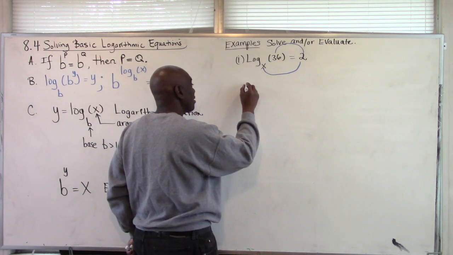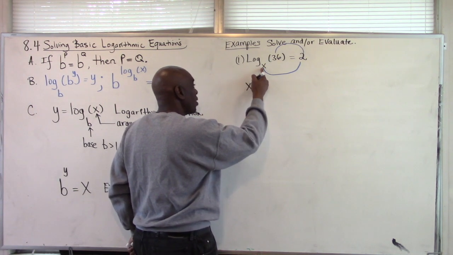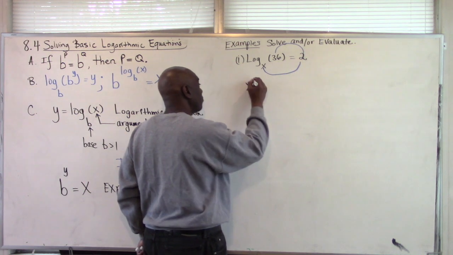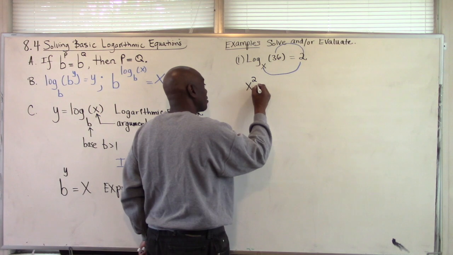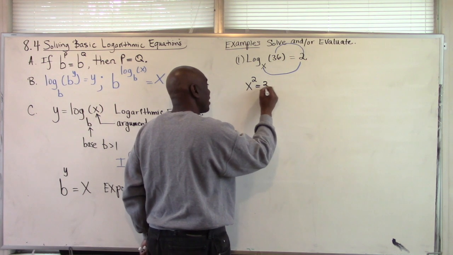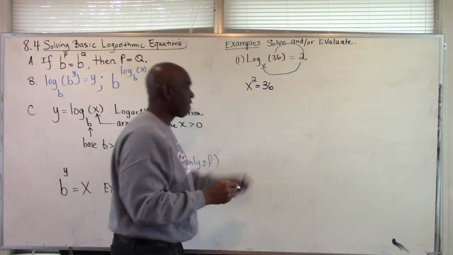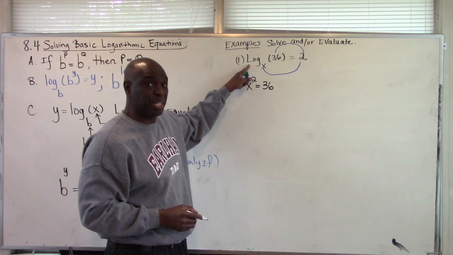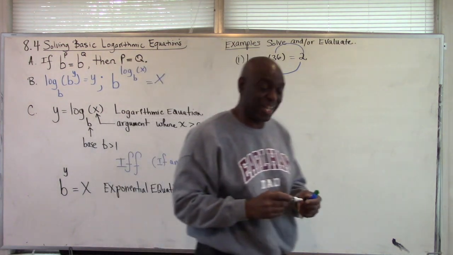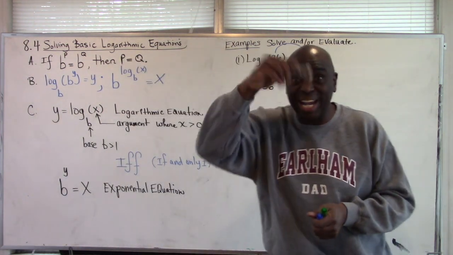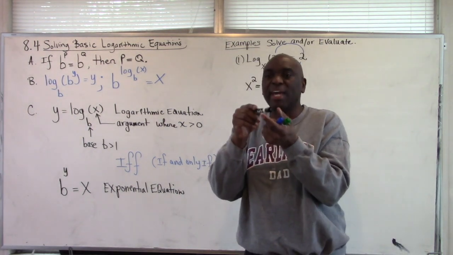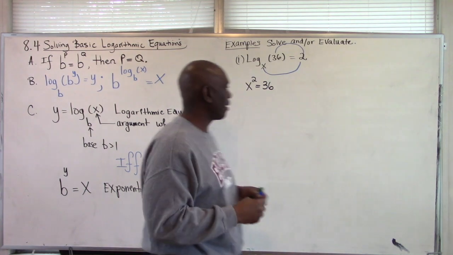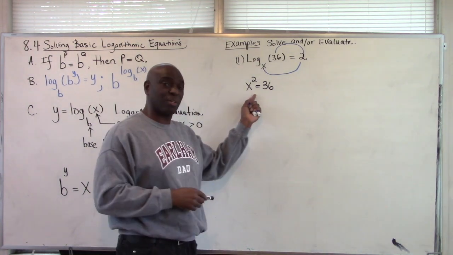X around to the power of 2 equals 36. That's what this log equation means exponentially. Congratulations. You went around. See that? You start at the base because you're on the bus and go around. All right. We can solve this all day long.